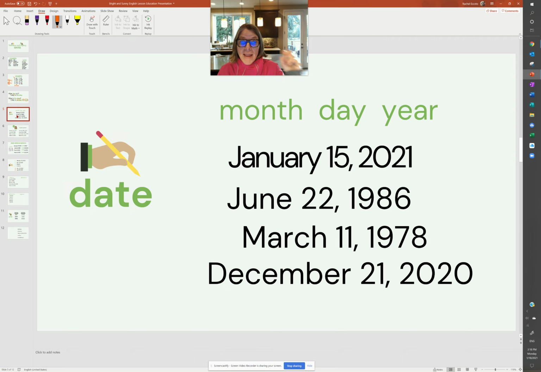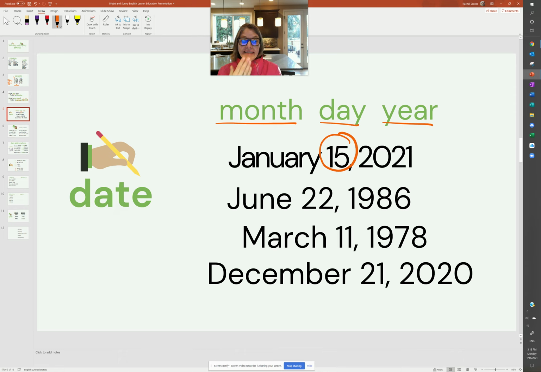So let's look at some dates. This is how we write the date. This is the long way to write the date in English. And we always have first the month, then the number of the day, and then the year, okay? This is important. In English, it goes month, day, year. Month, day, year. I think in Spanish and some other languages, first is day, then month. But in English, it's month, day, year.